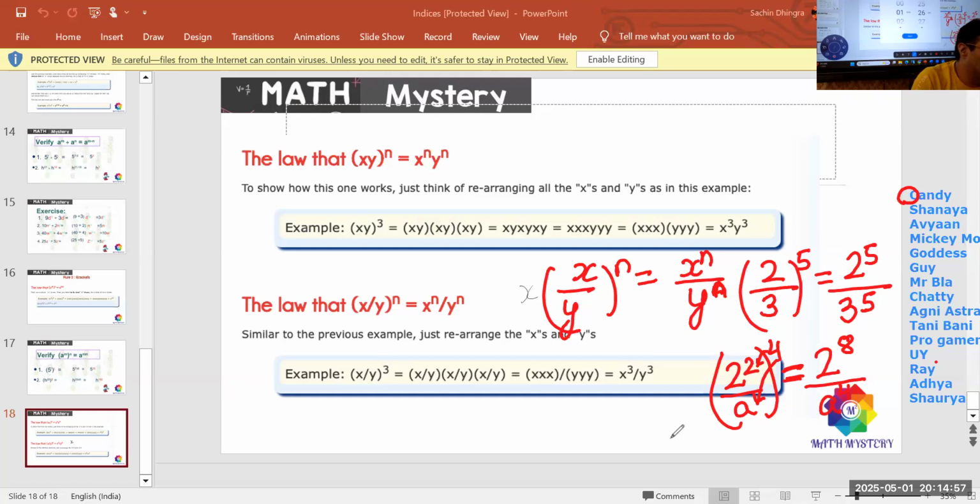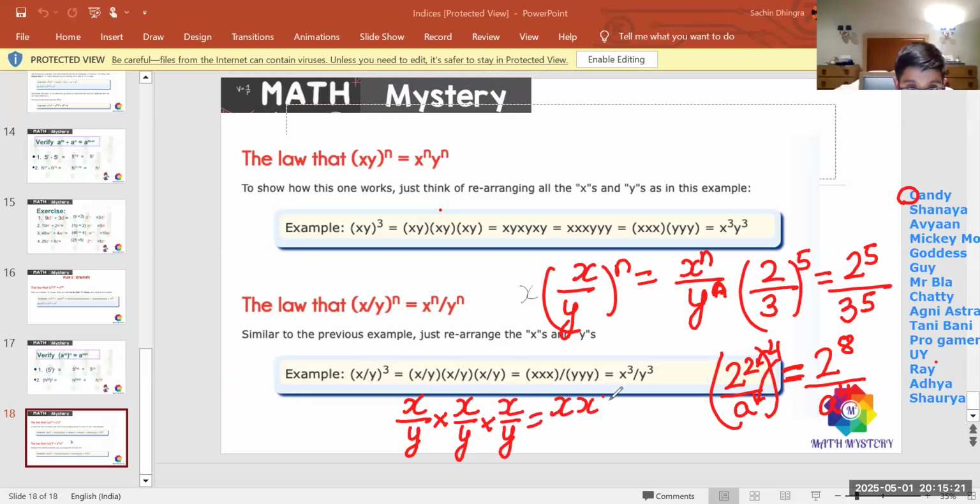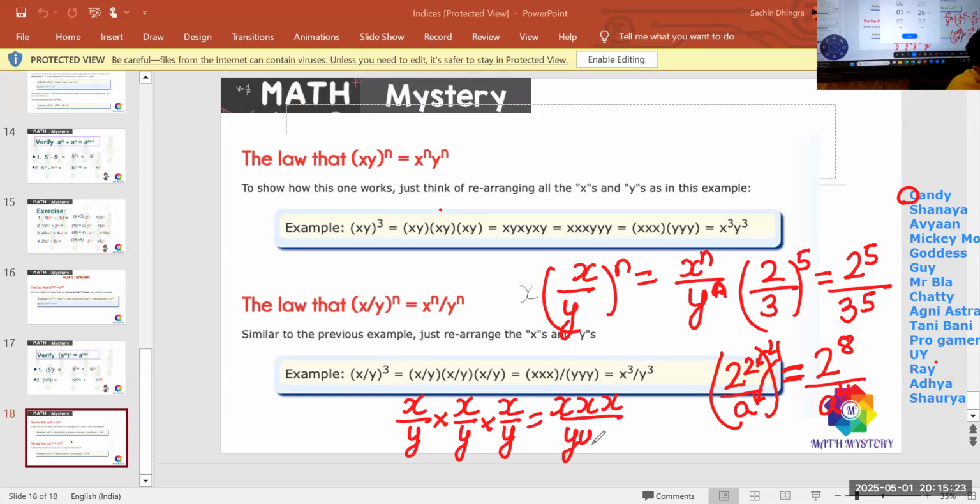Understood, guys? Sir, I have a doubt. Sir, how is (x by y) to the power 3 equal to x x x upon y y y? It is x by y into x by y into x by y. Now do you understand? Yes or no? Yes. Okay.